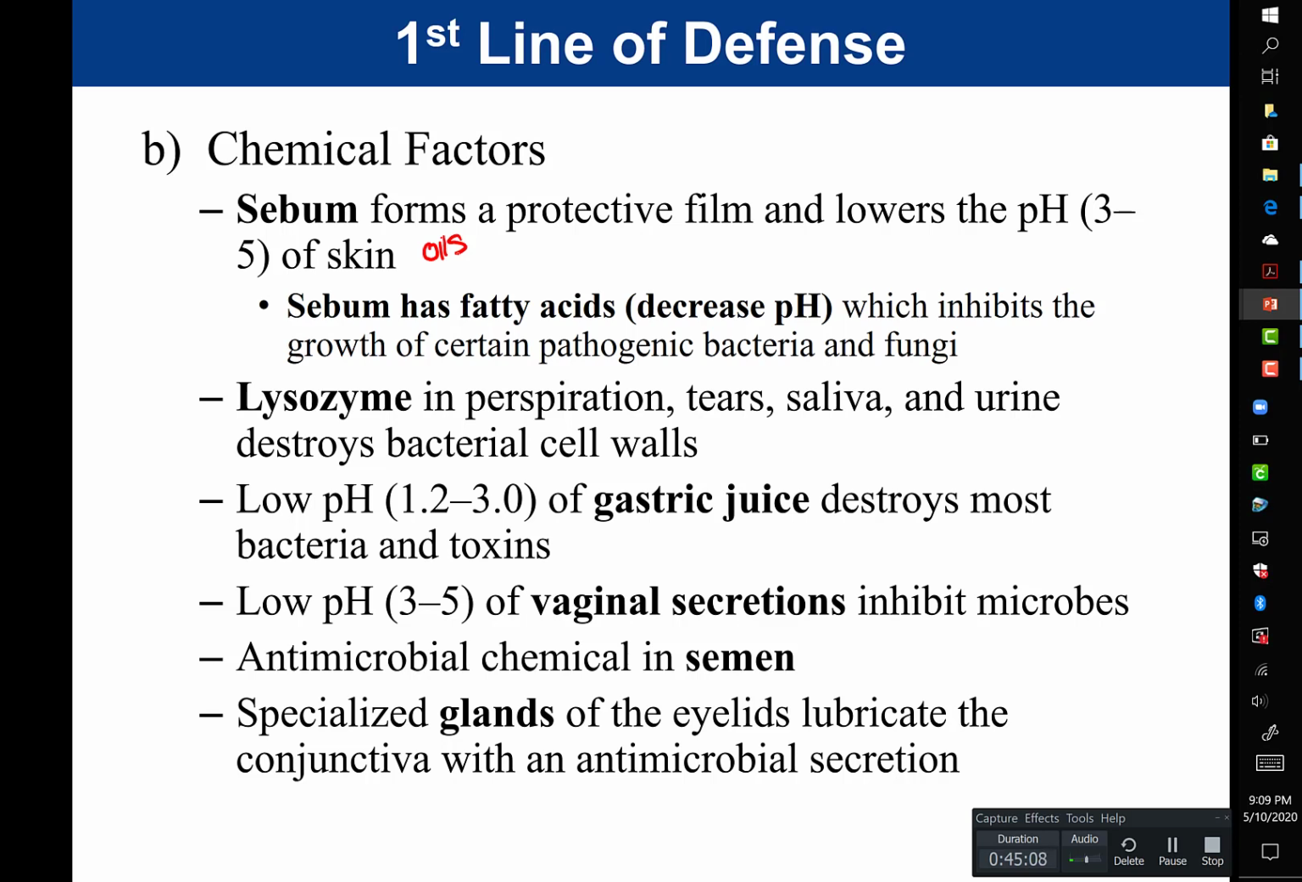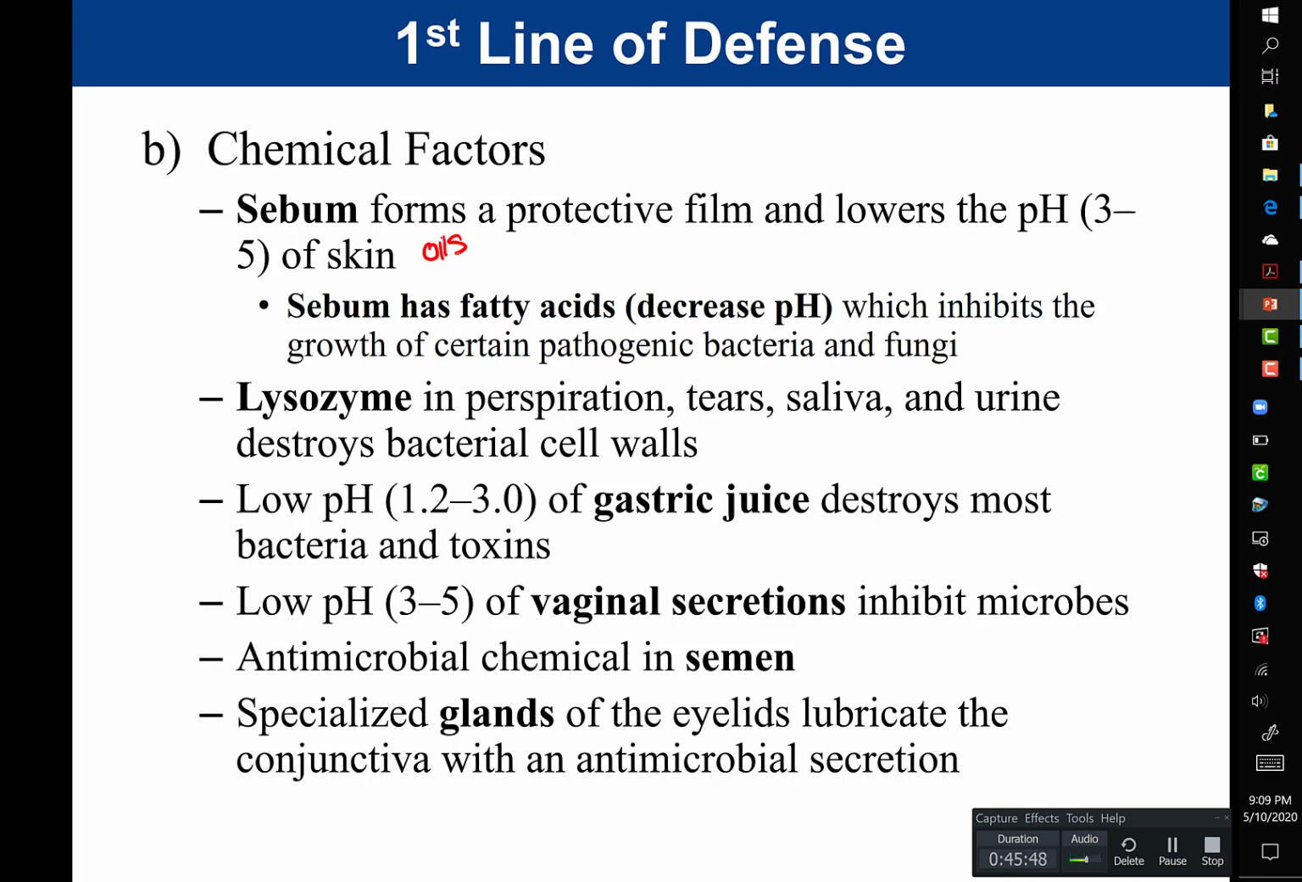We have our low pH. So the gastric juices, the juices in the stomach, are between 1.2 and a pH of 3. And that low pH of gastric juices is going to destroy most bacteria and toxins. Low pH of vaginal secretions also will inhibit microbes. So in addition to vaginal secretions being used to flush out the genitourinary tract, the secretions themselves also have chemicals in them that inhibit microbes from growing.